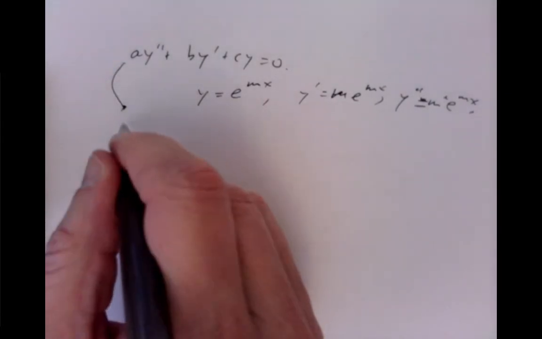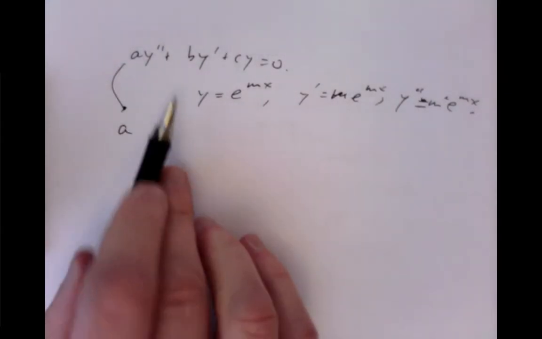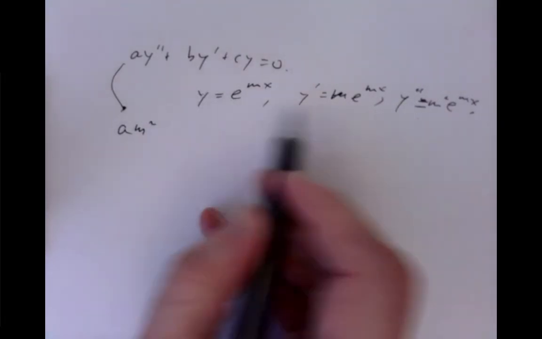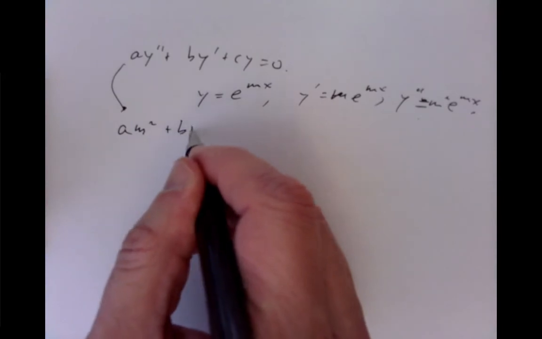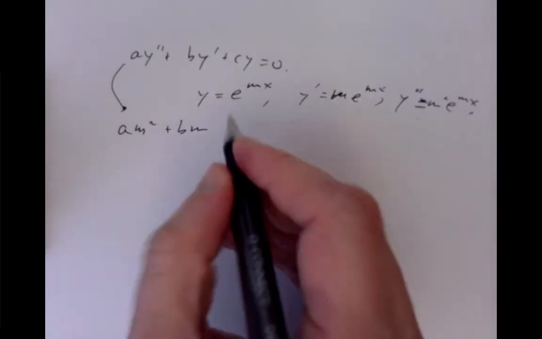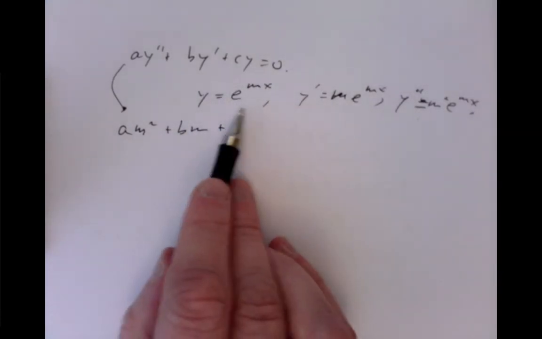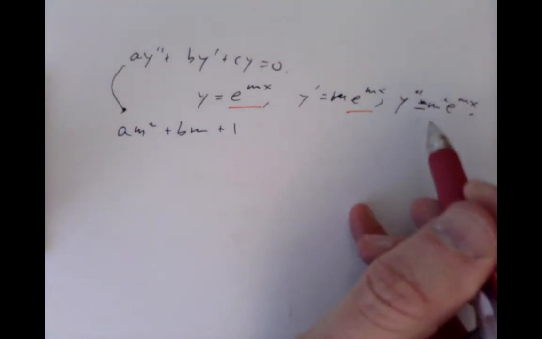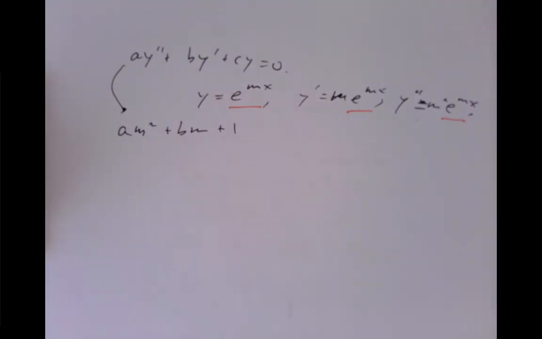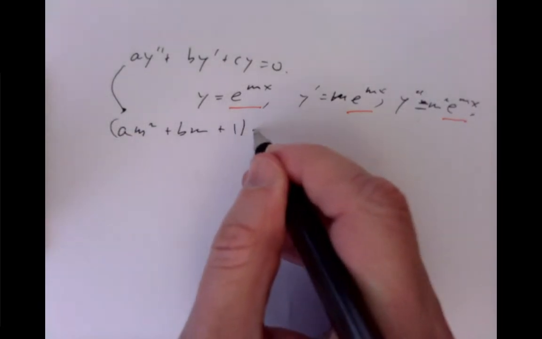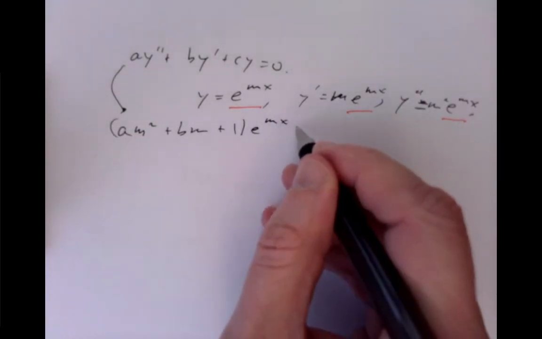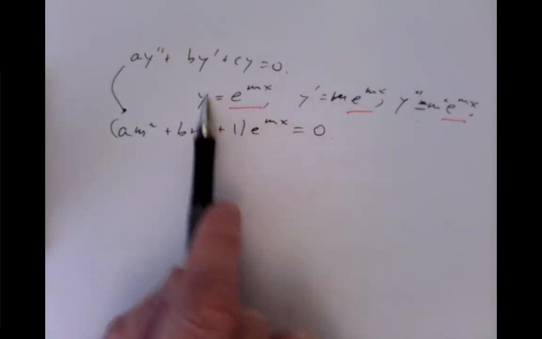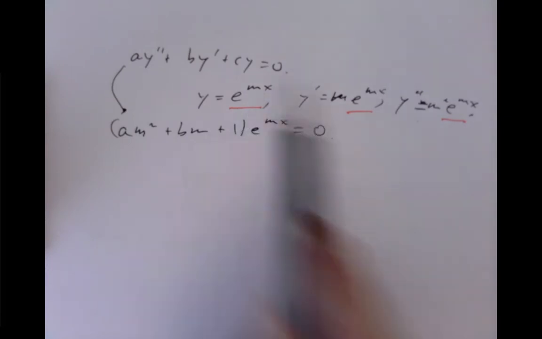And that means this equation turns into a times second derivative has an m squared in front, b times first derivative has an m in front, c, and this has a 1 in front. And then all the remaining factors are, there's a factor of an exponential, the same exponential in each one. So I'll put all those exponential factors together. I'll just factor them out over here, and that has to equal 0. So that's what we get when we plug y equals e to the mx for some unknown m.